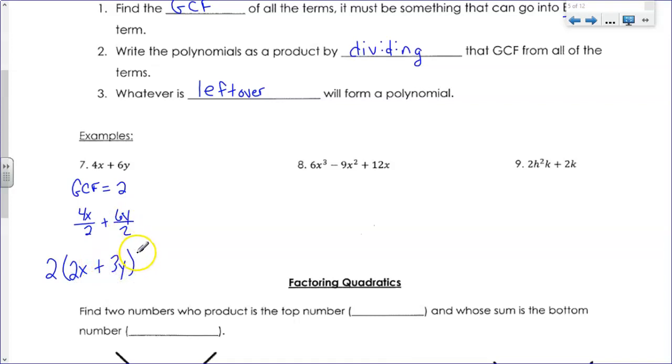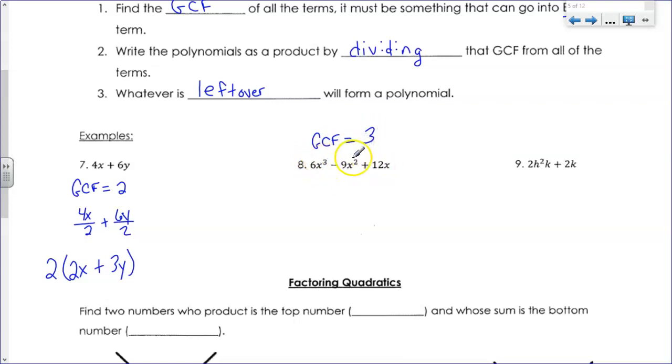Now, how can I check this? I can use the distributive property to check. 2 times 2x is 4x. 2 times 3y is 6y. So notice, I didn't change the problem. I just rearranged it. I wrote it in a different way. I wrote it where I am multiplying here, but this would give me the same polynomial to begin with. And we're going to talk about why this is important later. Okay, so here, the GCF, if we look at it, what goes into 6, 9, and 12?